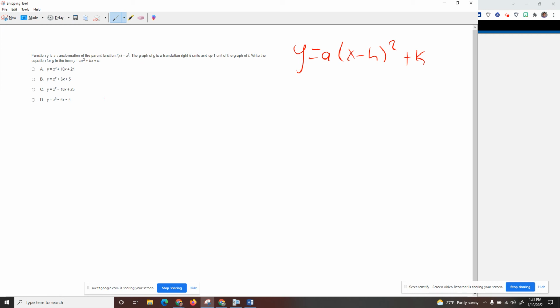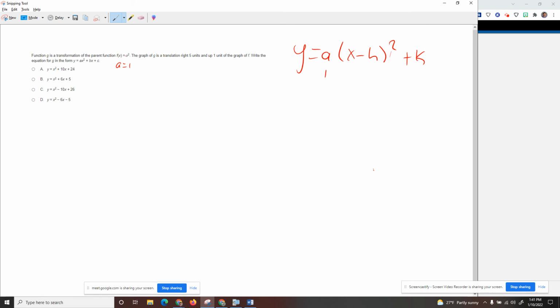So a couple things to point out. The parent function is f of x equals x squared. That has an a value of 1 because there is no coefficient on the x squared. If the parent function had a 2, like 2x squared, then the a value would be 2, but this one doesn't. So a is 1 for our function as well.